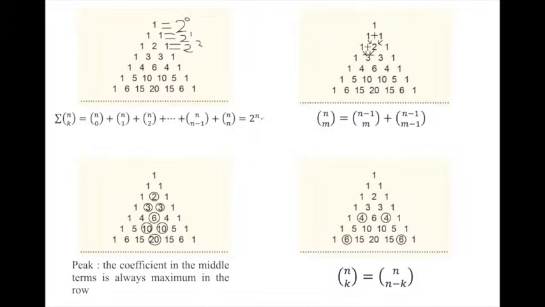And the fourth property of the series we can see from the bottom right, where n choose k equals n choose n minus k. The coefficients of the series are symmetrically distributed around the middle.